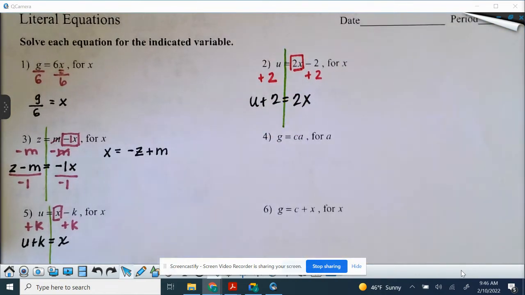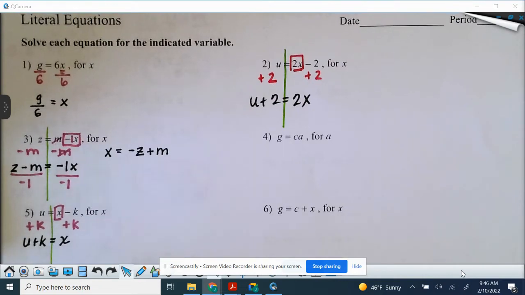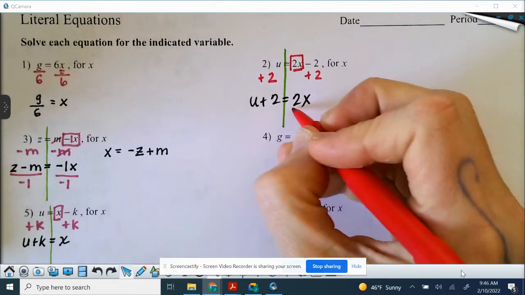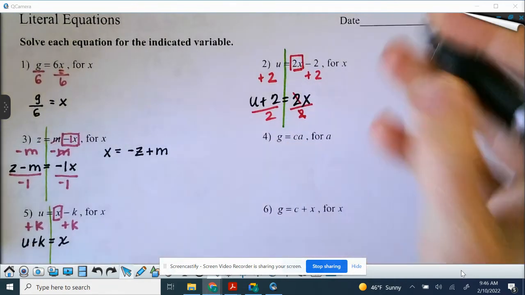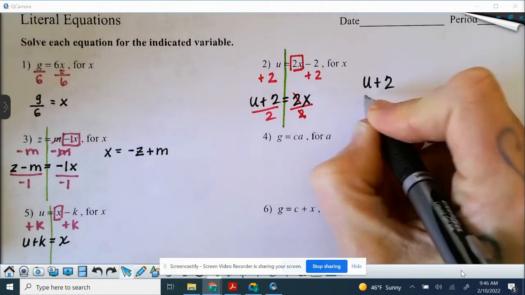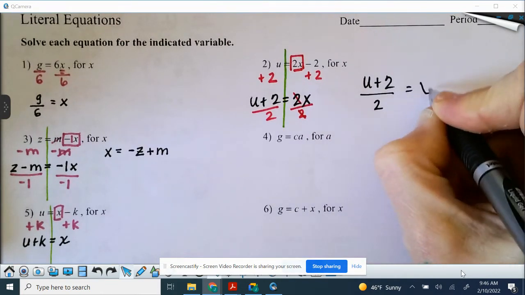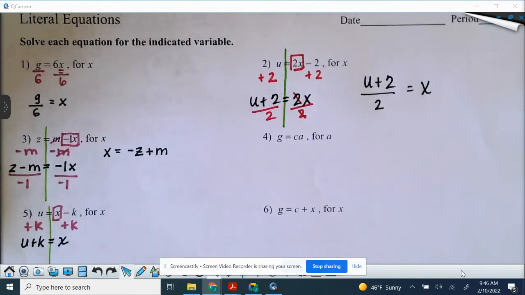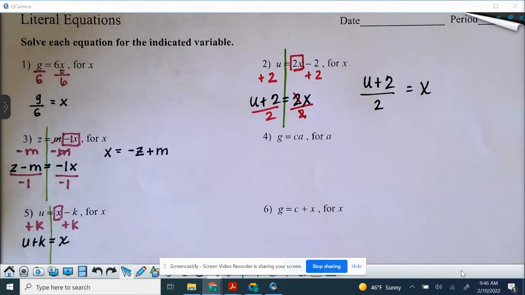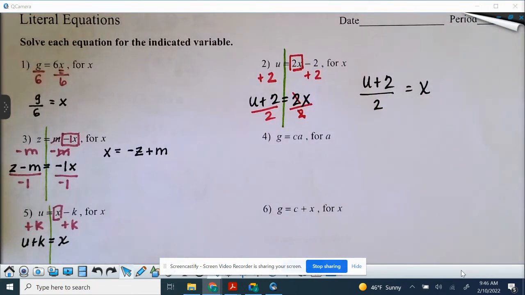Ask yourself at this point, is x by itself? It's not. So we're going to divide by 2 to get that 2 off of the x. And so then we're going to have u plus 2, which is a binomial, all over 2 equals x. And because that binomial is attached with addition in the middle, you can't reduce your 2's. So that is as far as you can go with that problem. It's done. And that's really basically a 2-step equation that you've done already before, but with just 2 letters instead of all numbers, where things would simplify out.